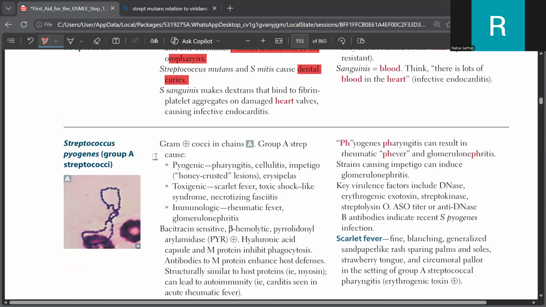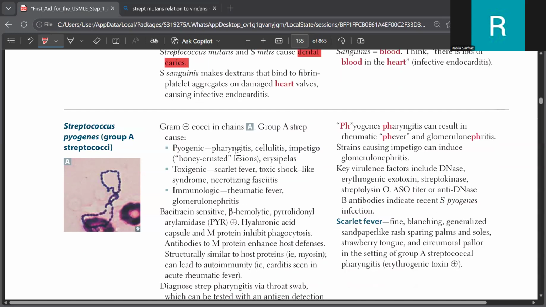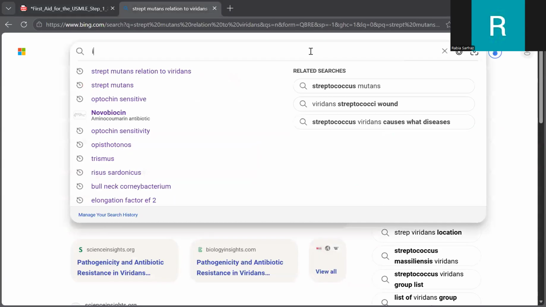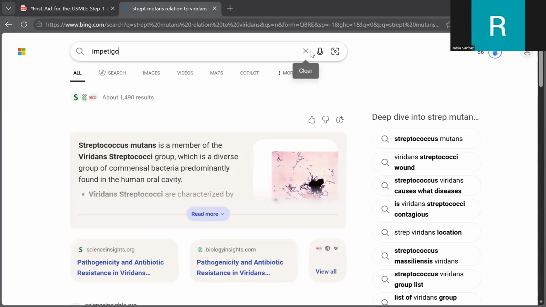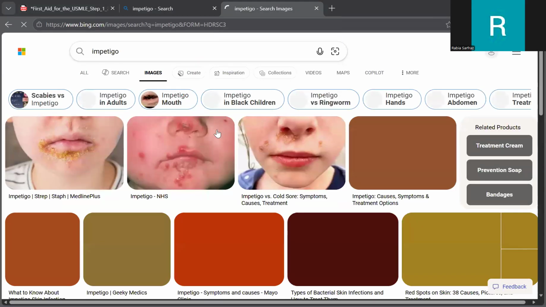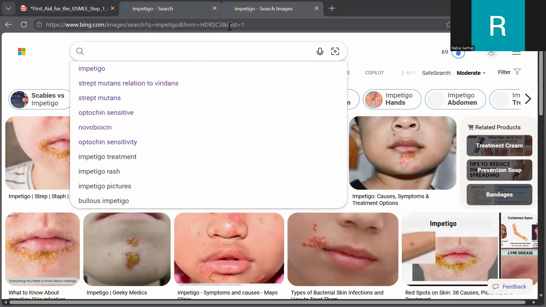Then we have Strep pyogenes, group A streptococci. It is gram-positive cocci in chains. Group A strep causes pyogenic pharyngitis, cellulitis, and impetigo, which is honey-crusted lesions, and erysipelas. So, impetigo, first slide. Okay, this is a honey-crusted lesion right here, caused by our very own Strep pyogenes.